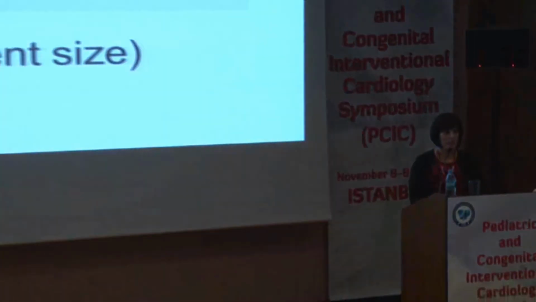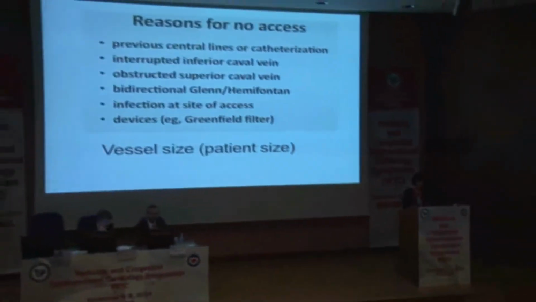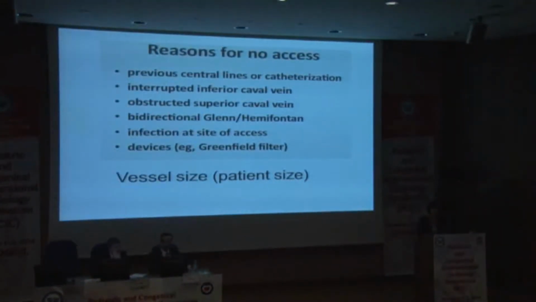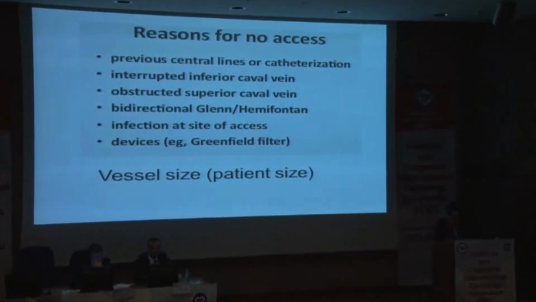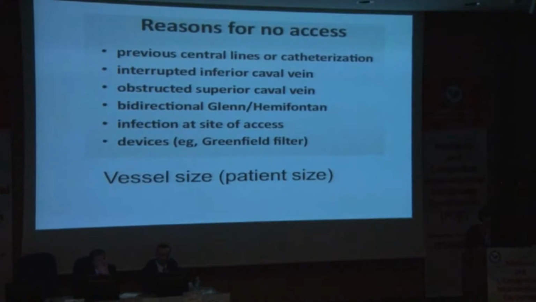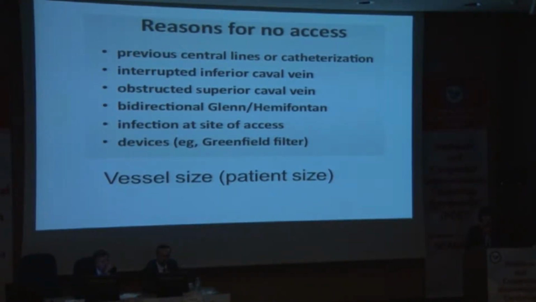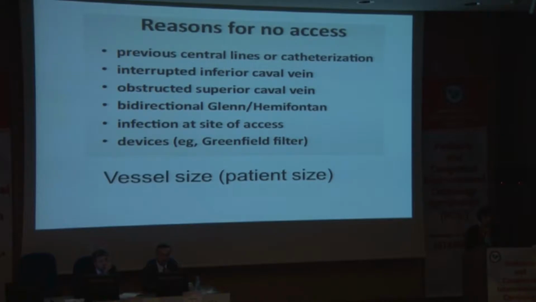So there are many reasons why we can't use our usual access, for example, when it is occluded, when there were previous central lines or several catheterizations, in patients with interrupted inferior caval vein, obstructed superior caval vein, obviously in our patients with bidirectional Glenn and Hemi-Fontan. Sometimes if we have to do interventions, we need other access to have a straighter pathway. There might be infection at the site of access.